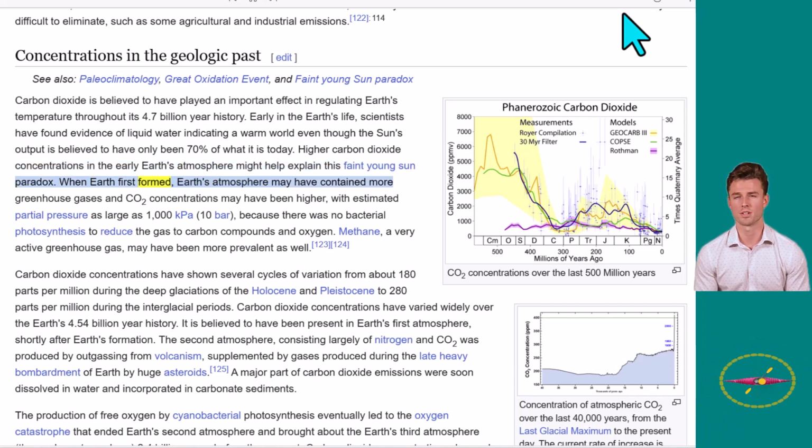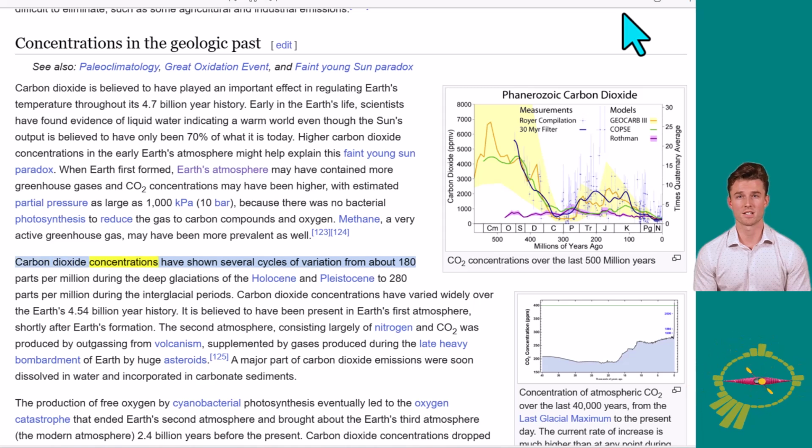When Earth first formed, its atmosphere may have contained more greenhouse gases, and CO2 concentrations may have been higher, with estimated partial pressure as large as 1,000 kilopascals, 10 bar, because there was no bacterial photosynthesis to reduce the gas to carbon compounds and oxygen. Methane, a very active greenhouse gas, may have been more prevalent as well.